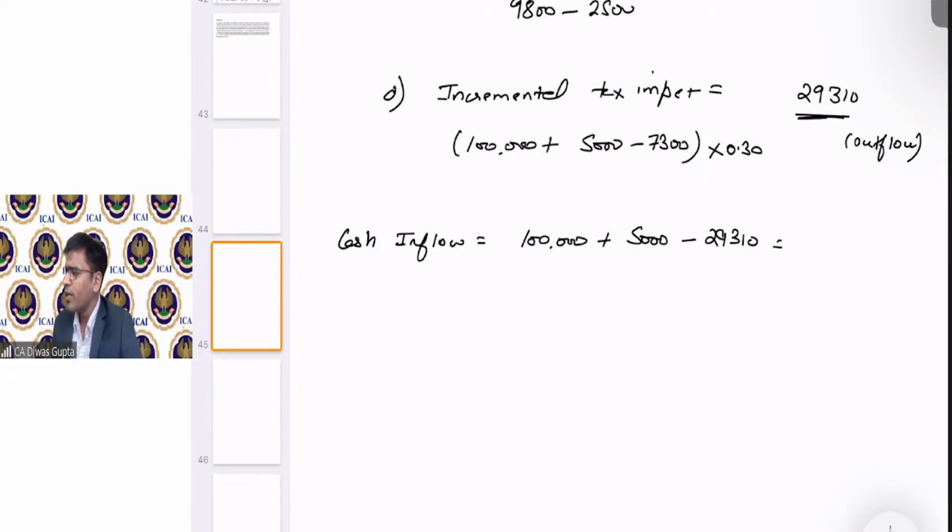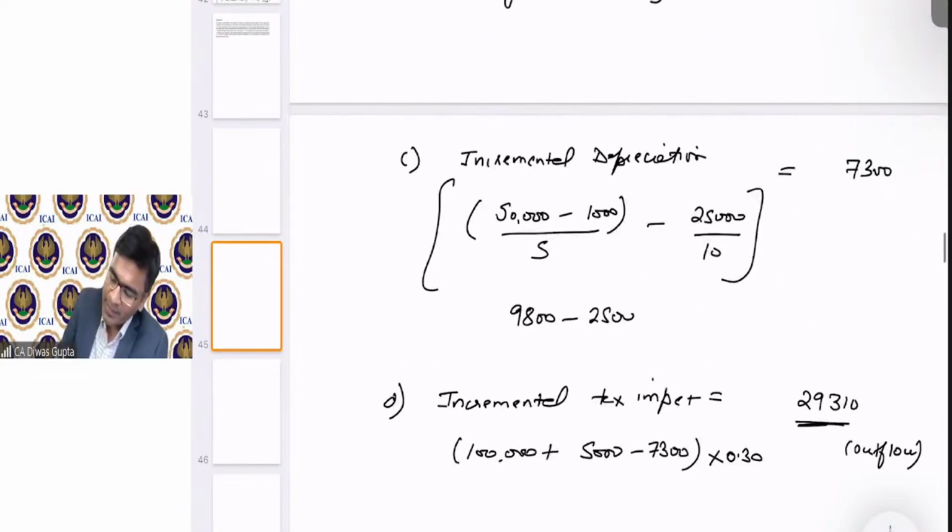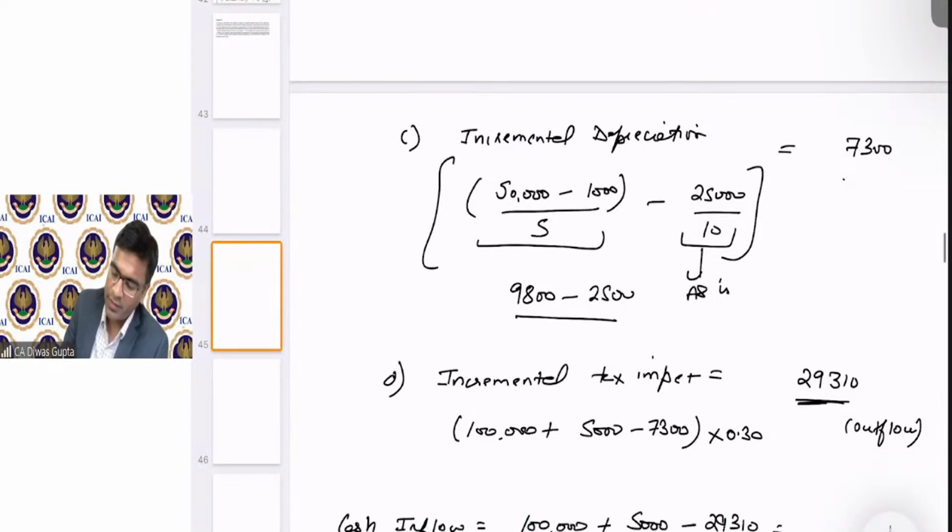So Shruti is asking 25,000 by 10, why not 5? So Shruti, we are trying to calculate the incremental depreciation. So this is the as-is depreciation if nothing would have changed. And this is the new depreciation. So this is the incremental depreciation, 7,300. Okay.